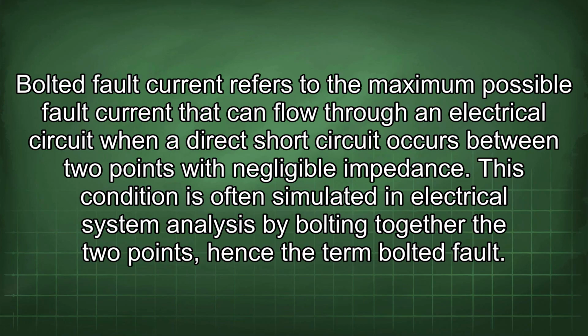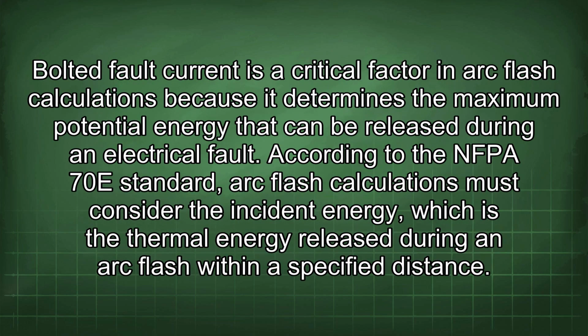Voltage fault current refers to the maximum possible fault current that can flow through an electrical circuit when a direct short circuit occurs between 2 points with negligible impedance. This condition is often simulated in electrical system analysis by bolting together the 2 points, hence the term bolted fault. Voltage fault current is a critical factor in arc flash calculations because it determines the maximum potential energy that can be released during an electrical fault.